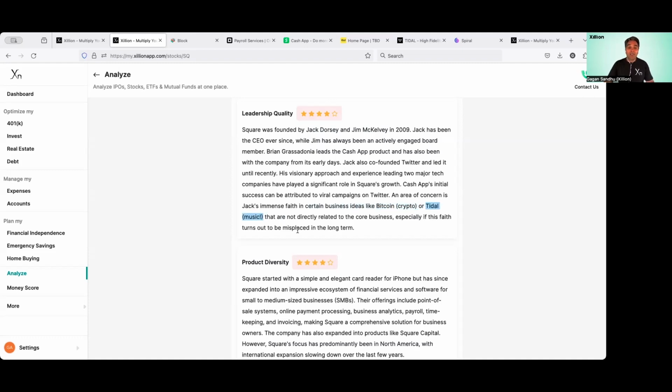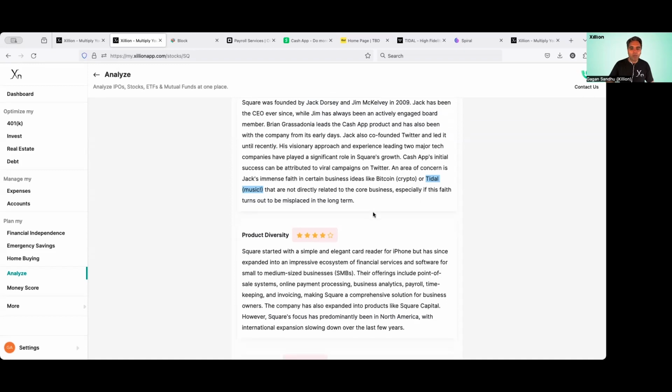which could be a Muzak for all the small businesses, but hasn't been a true integrated product within the Block ecosystem, the Square ecosystem. So, those are some concerns. That's why it's 4. Otherwise, this leadership, in and of itself, is 5 out of 5. But because of these couple of concerns, it's 4.